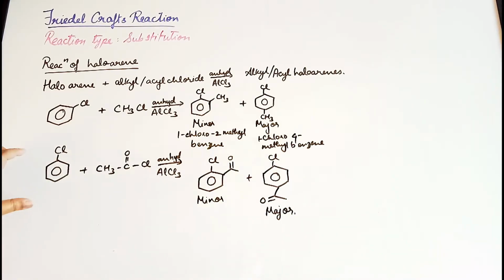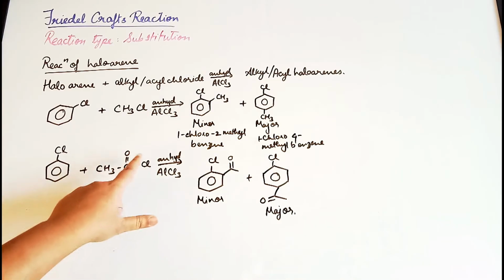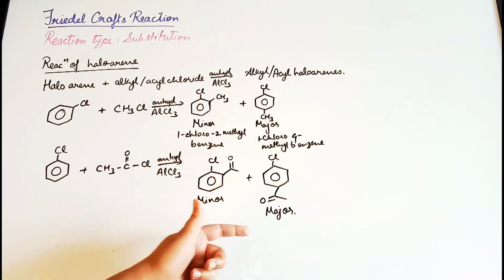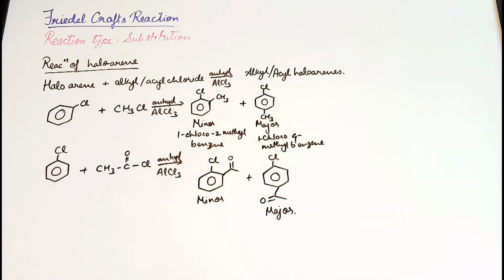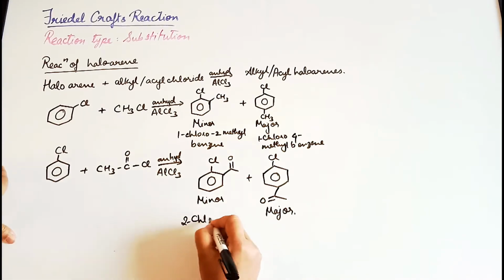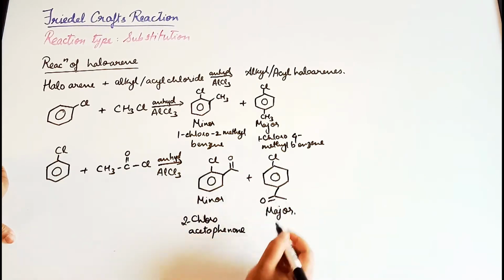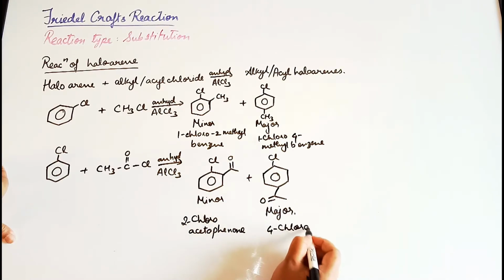Basically the chlorine stays, and you're getting two products, that is at the ortho and the para position. The minor product is called 2-chloroacetophenone, whereas this product is called 4-chloroacetophenone.